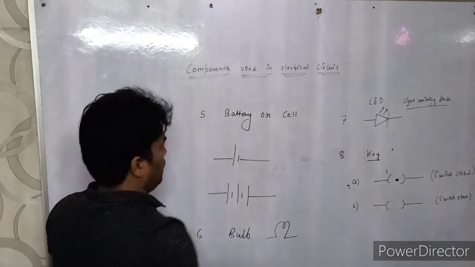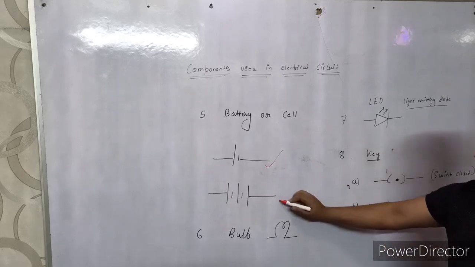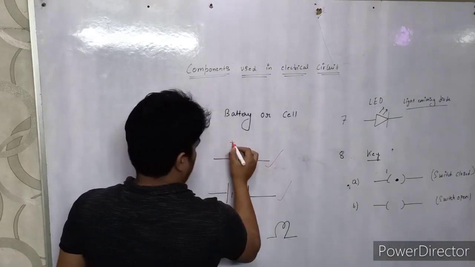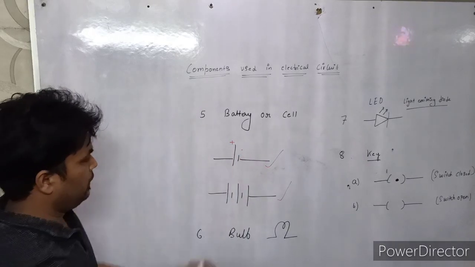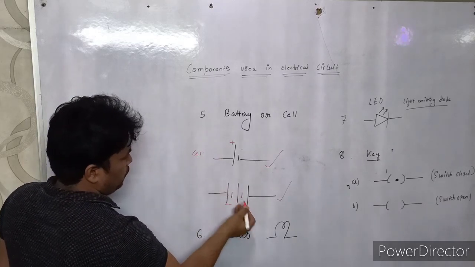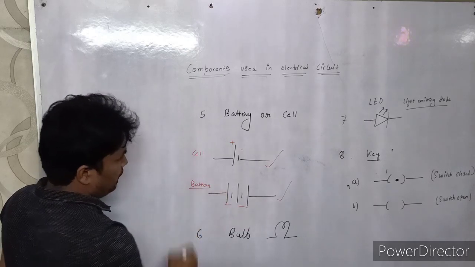Here are some other symbols. This is the symbol used for a cell and this is the symbol used for a battery. This is the positive terminal, this is the negative terminal. When we take two or more cells, it is known as a battery. This is simply the difference between a cell and a battery.